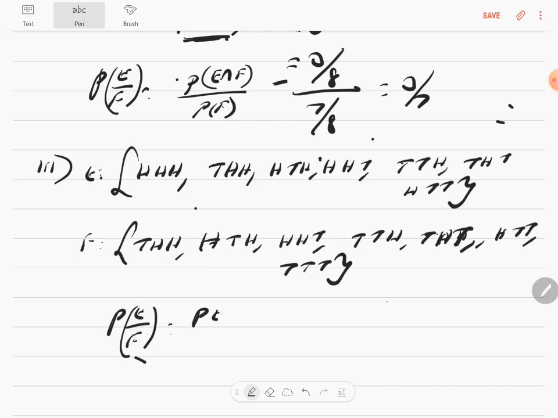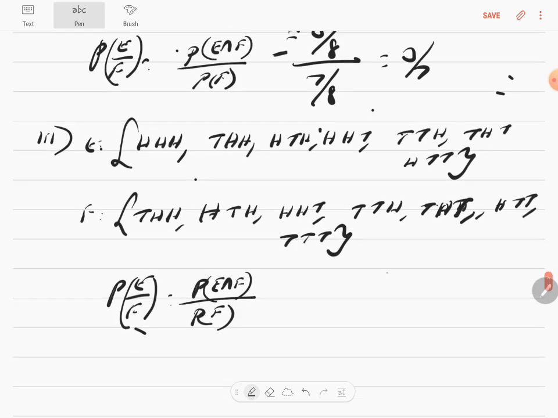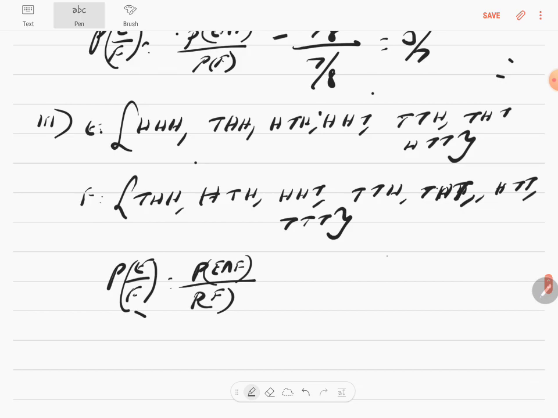So the question is P of E given F. What is intersecting? P of E intersection F by P of F. Sometimes I'll ask you F given E also, so you should be very careful. Underline what is intersecting. THH, HHT, HTH, TTH, THT, HTT, everything is intersecting except for HHH and TTT.